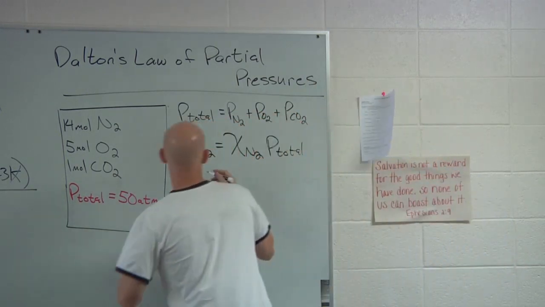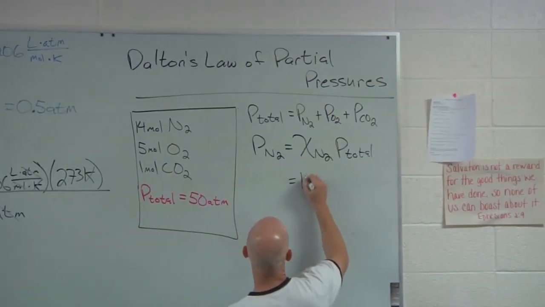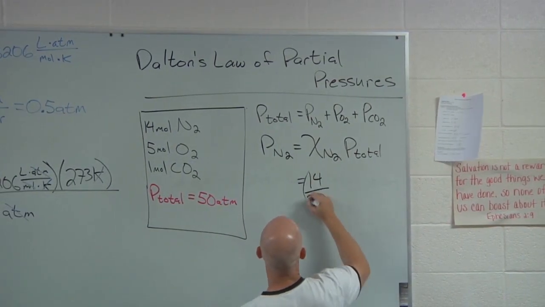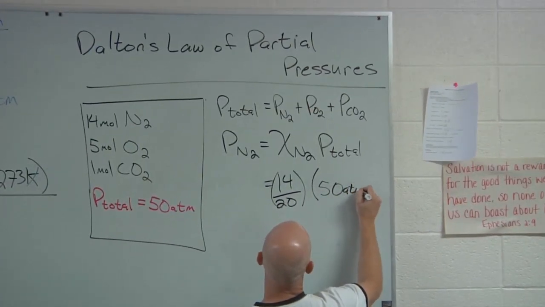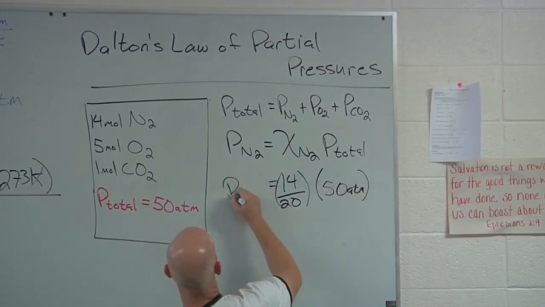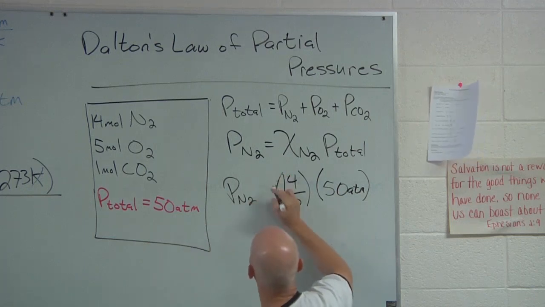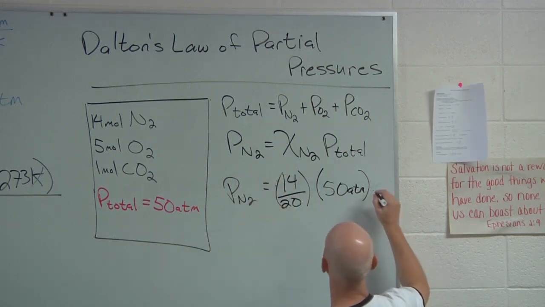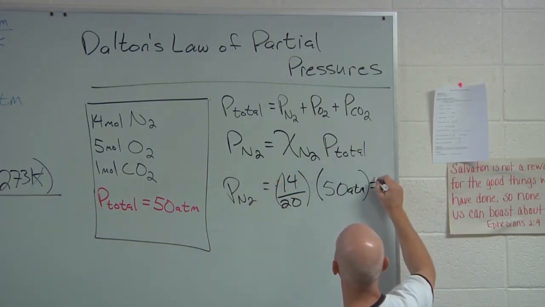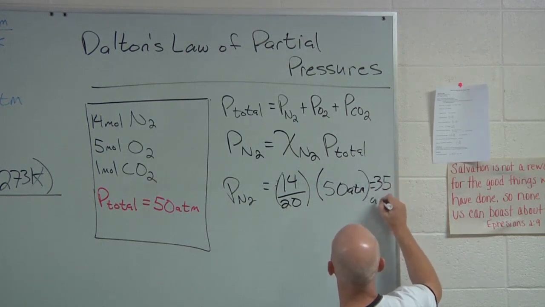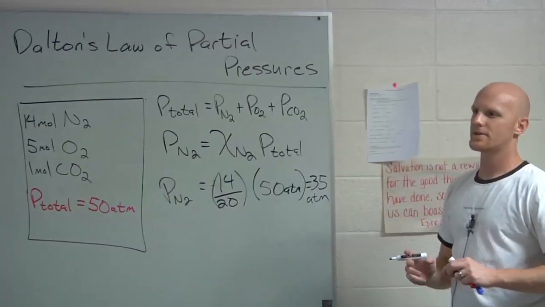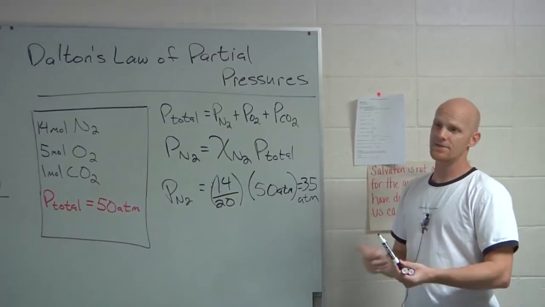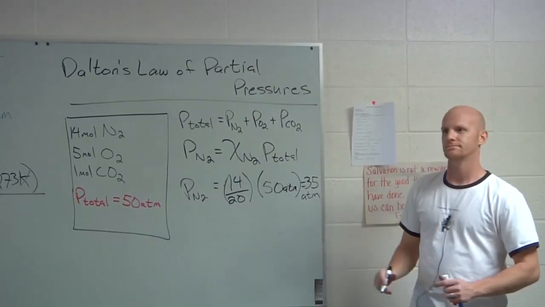And so in this case, calculate that out. We got 14 out of 20 times the total pressure of 50 atmospheres. So, and what does this come out to? And it comes out to 35 ATMs. 35 ATMs. And that is 70% of the 50 atmospheres.